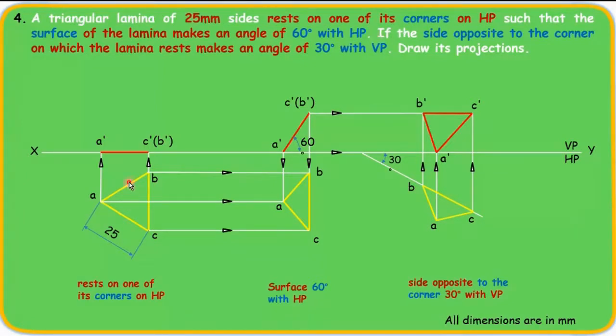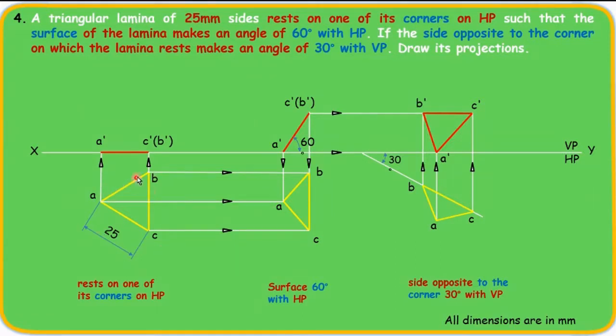So in the first step, you have to draw it like this, where it is resting on HP. It means your lamina will be resting on the horizontal plane, not on the vertical plane. You have to draw the true shape of the lamina in the first step on HP. That is your top view. You have to draw it here.